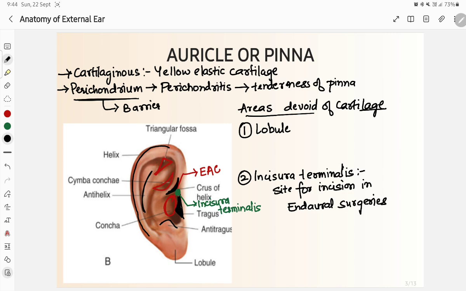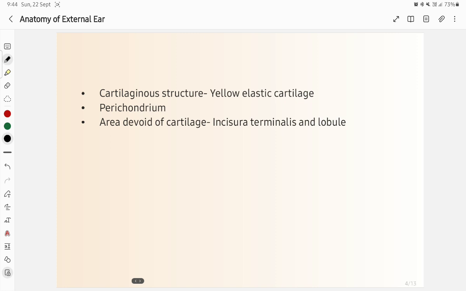While lobule is made up of fat. So, lobule acts as a site for fat grafts. That's all for our auricle and pinna. Let's do a quick revision of the pinna. It is a cartilaginous structure made up of yellow elastic cartilage. Below it we have perichondrium, and the areas devoid of cartilage are the incisura terminalis and lobule. Incisura terminalis forms the site for incision in endoaural surgeries, and the lobule forms the site for fat grafts.